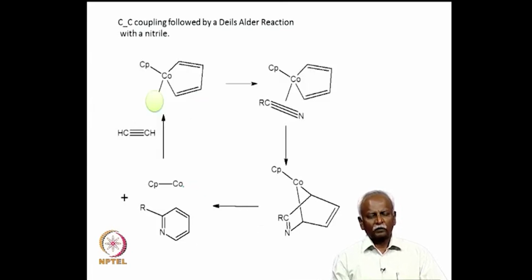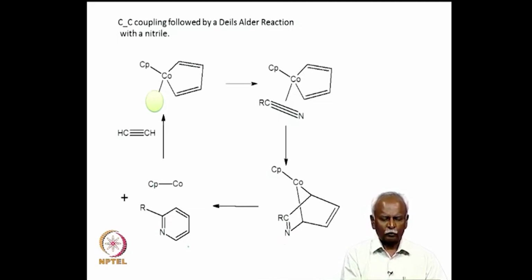So, the same reaction could have happened with an acetylene. It could have also happened with the nitrile species. So, if you want to use a nitrile, then you could carry out the reaction in such a way that you end up with a pyridine. So, instead of acetylene, if you use a nitrile, then the same reaction could undergo a Diels-Alder type reaction and result in the formation of a substituted pyridine.